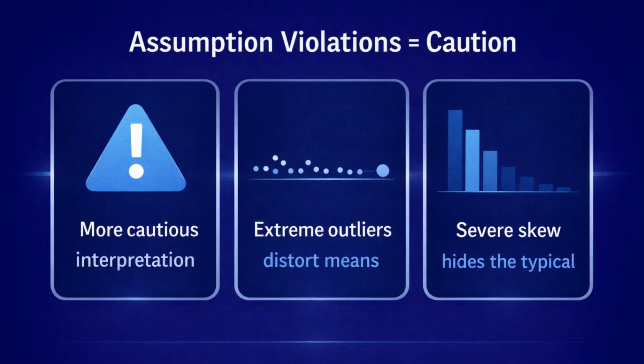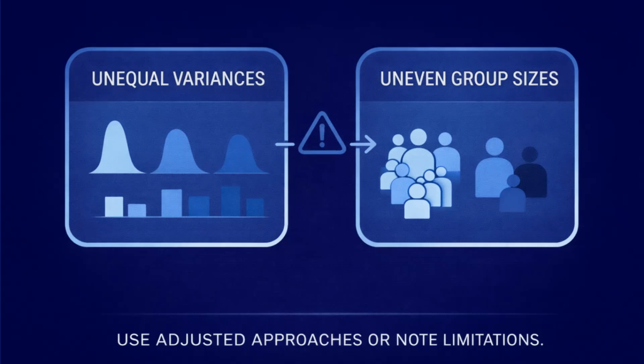Severe skew can make averages less representative of most participants. Unequal variances combined with uneven group sizes can weaken confidence in the comparison. In these cases, researchers may use adjusted approaches or clearly acknowledge limitations rather than forcing a conclusion.